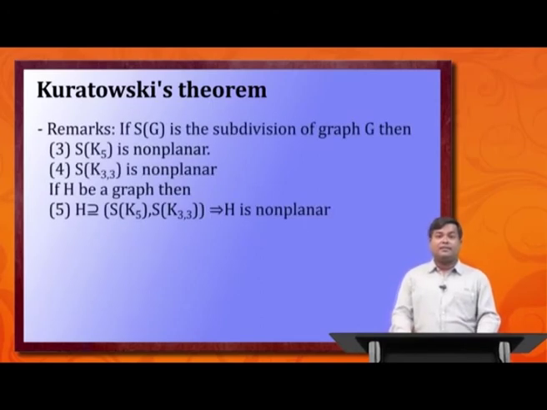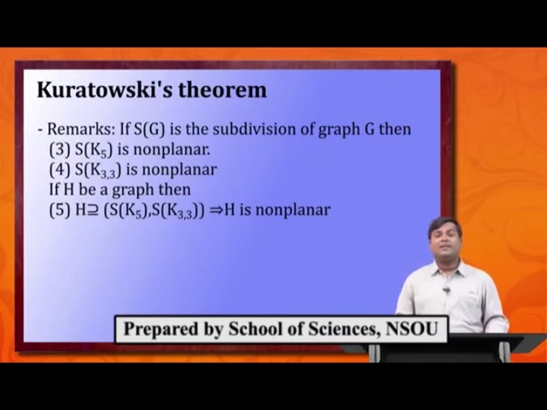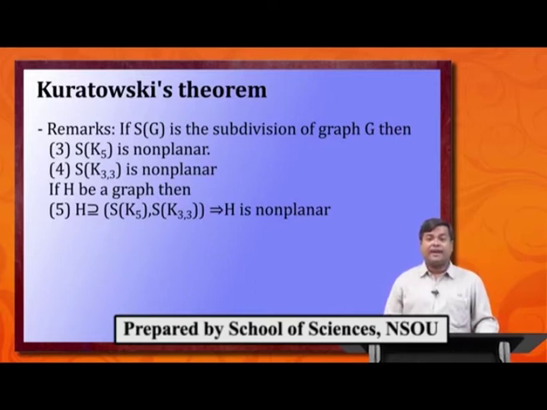So the remark is, if SG is a subdivision of graph G, then SK5 is non-planar, which we have proved. Similarly, we can prove that any subdivision of K3,3 is also non-planar. Now if we use the remark given in the earlier slide, that any supergraph of a non-planar graph is also non-planar, then we can always say that if H is a supergraph of SK5 or SK3,3, since SK5 and SK3,3 are already non-planar, the supergraph H is also non-planar.